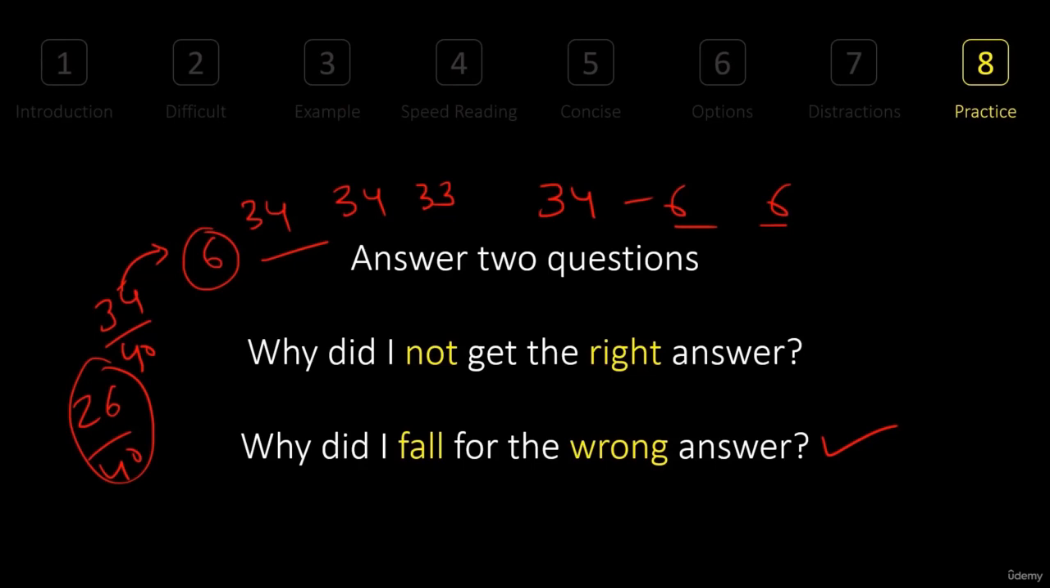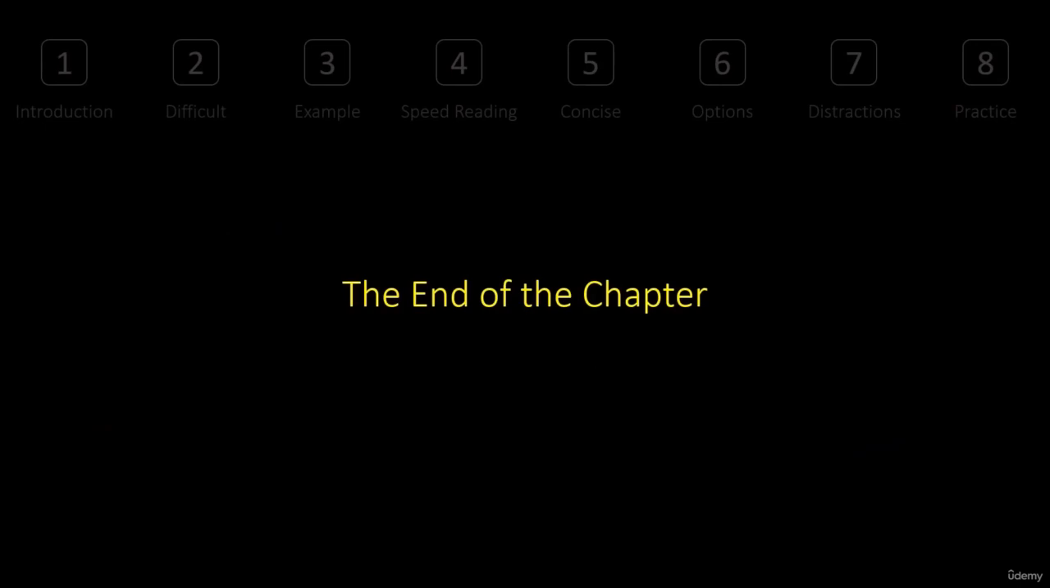So I hope you understand. First of all, understand where you went wrong. Second, answer the 2 questions: Why did I get the right answer? And why did I not get the right answer? And why did I fall for the wrong answer? Okay, and that's how we're going to work on our multiple choice questions.